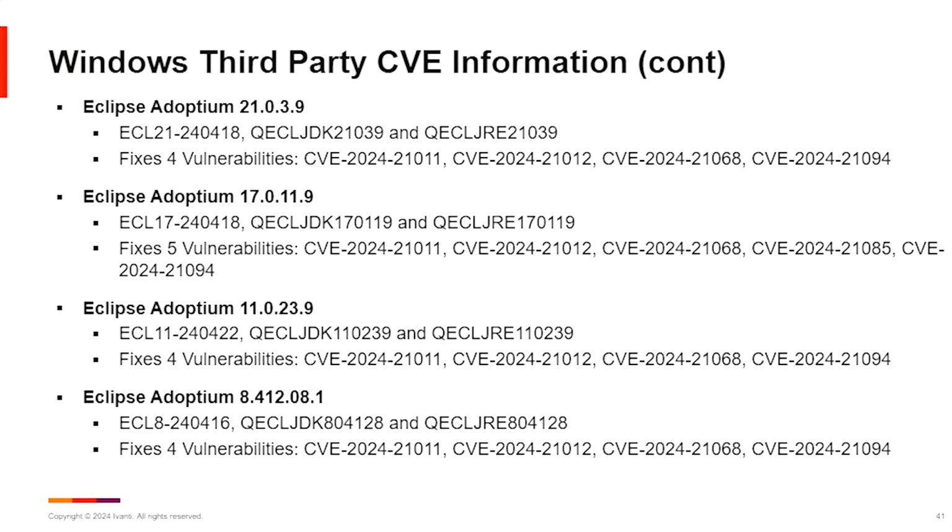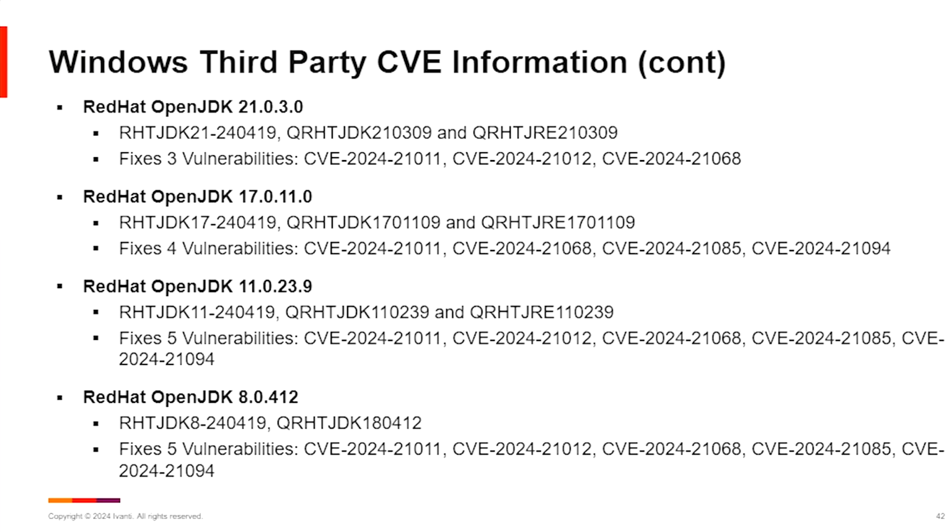Another one that we support, Eclipse Adoptium. It's been around for quite a while now as well. And finally, we have the Red Hat OpenJDK that runs on Windows to address these particular vulnerabilities as well. Again, a lot of overlap across all of these from the Oracle releases that come out.